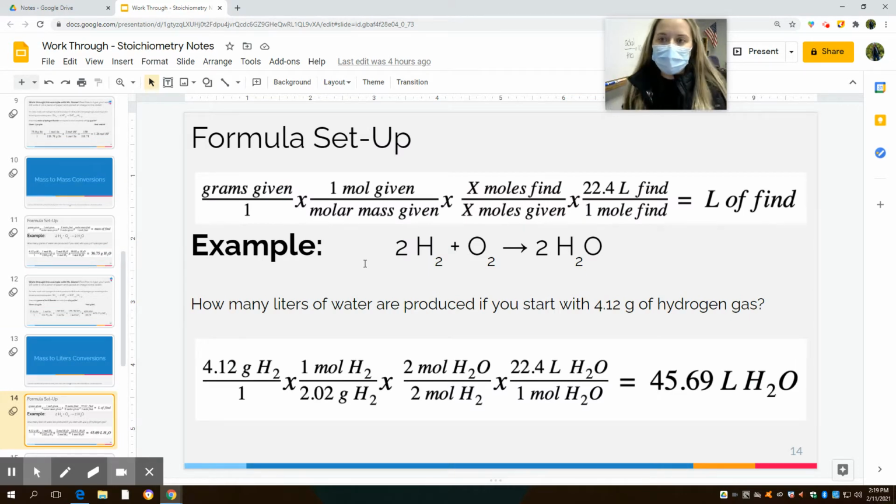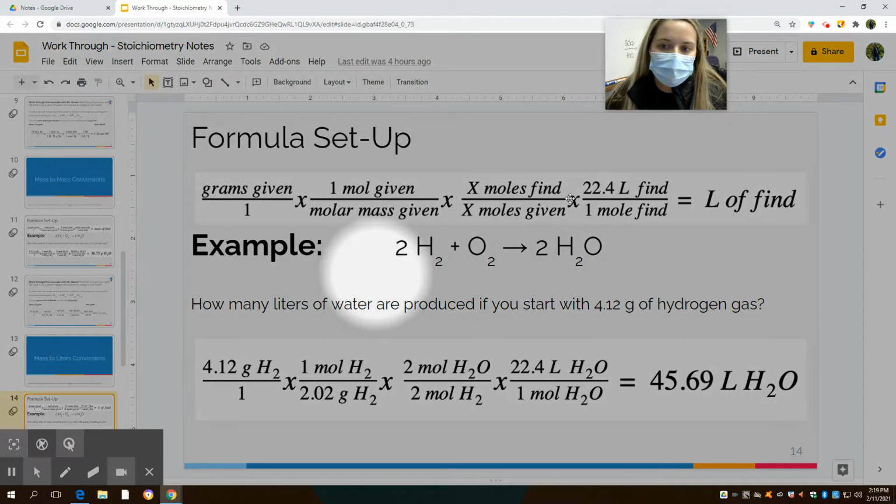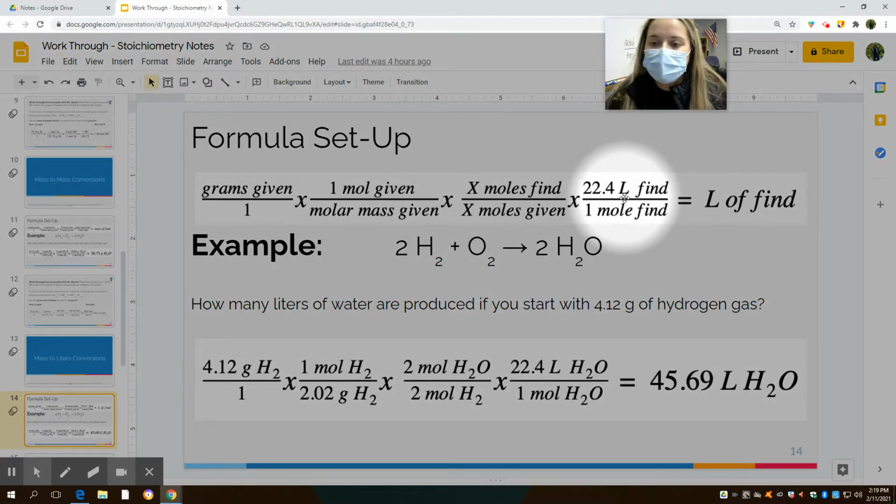So when we're going from mass to liters, this is the formula setup that we're going to use. We're going to start with the grams of what we're given over 1, go into the 1 mole of what we're given over the molar mass, our mole ratio, and then the new step that we're adding is this 22.4 liters of what I'm trying to find over my 1 mole of what I have to find. Okay, so this right here is the new step.